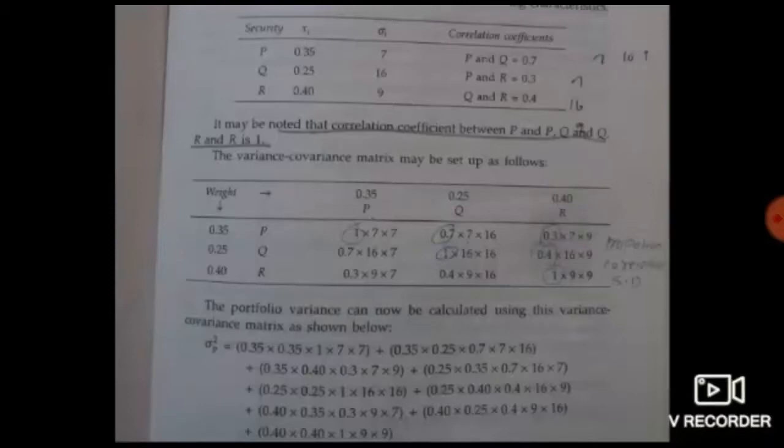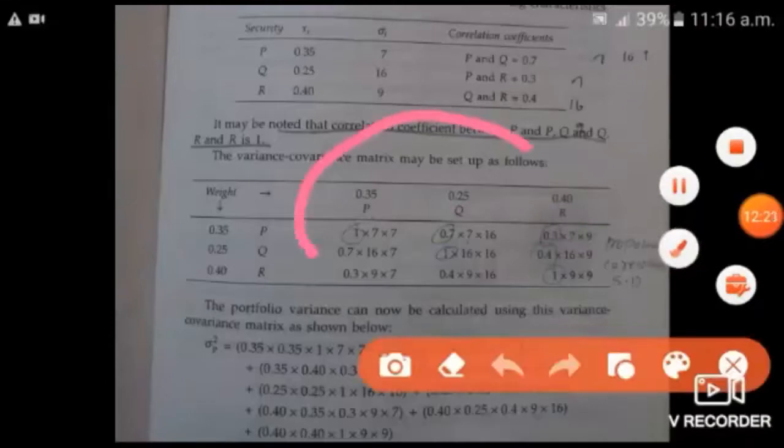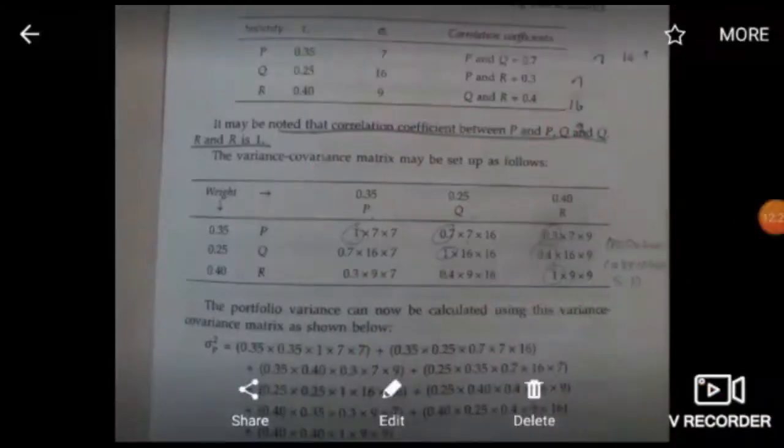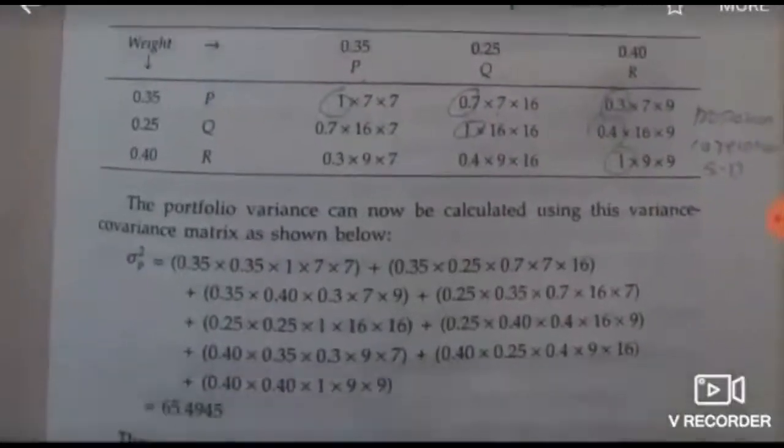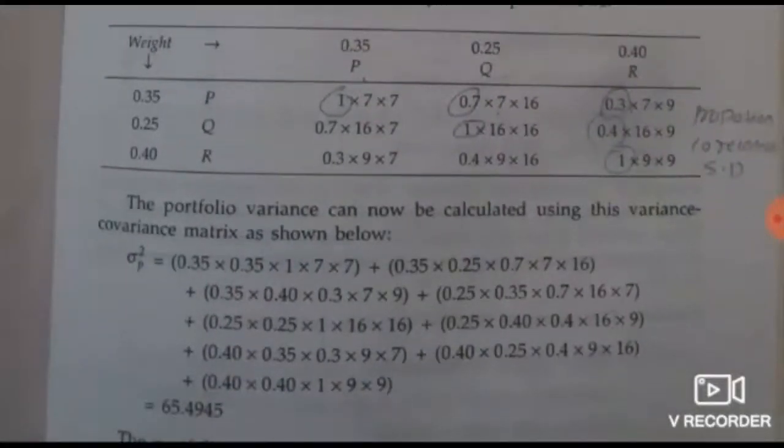Again coming to the second column, R and Q. R and Q correlation is 0.4 into 9 for R, 16 for Q. And the third row, third column, R and R. So 1 into 9 into 9. So therefore we have got the variance covariance matrix. And then the portfolio variance can be calculated using the covariance matrix as shown below. Again, now the next step is the same. We have set up the variance covariance matrix.